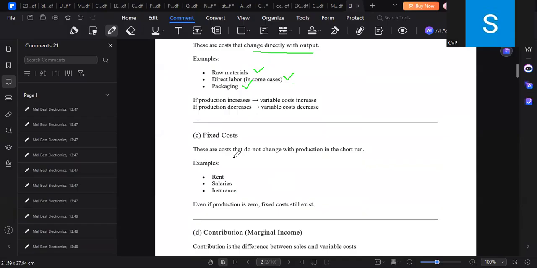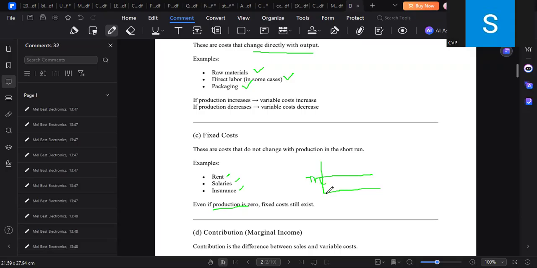So we also have fixed costs. What are fixed costs? Fixed costs are costs that do not change with production in the short run. So they include rent, salaries, insurance. Even if production is zero, the fixed costs will still exist. So graphically, these will look like this. These are total fixed costs.